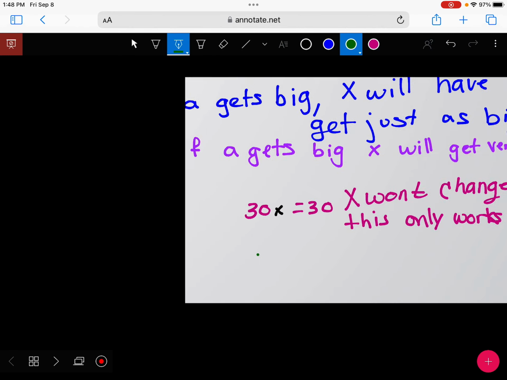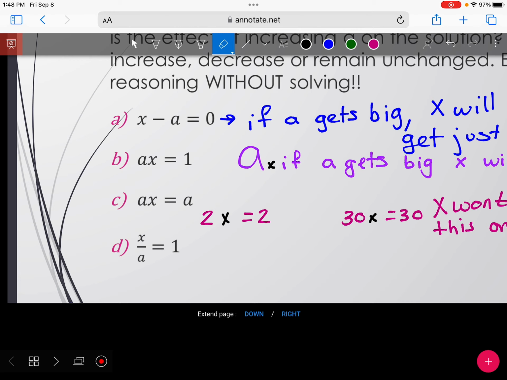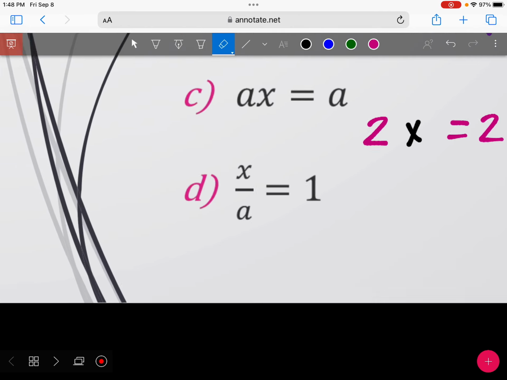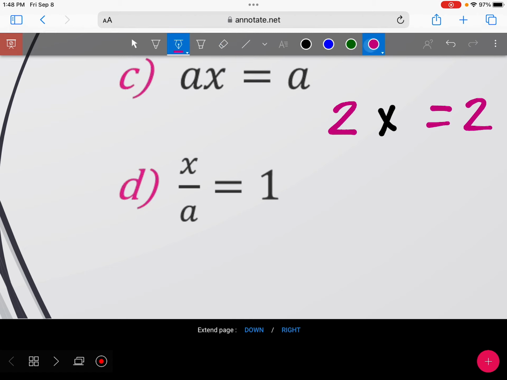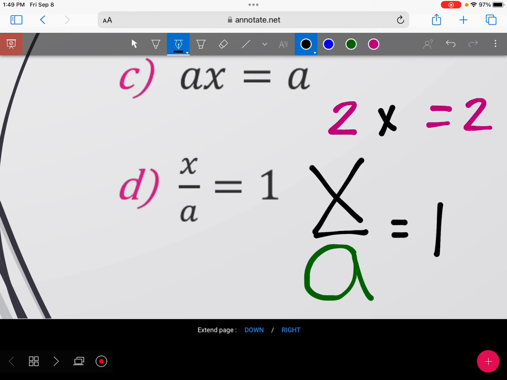Okay. Last one on this page. We've got that x over a equals 1. So as a gets really, really big, what does x need to be for that to still equal 1? So we have big A. What's going to happen to x on top to make it still equal 1? It's going to have to be the same exact thing. It's going to have to be big X.